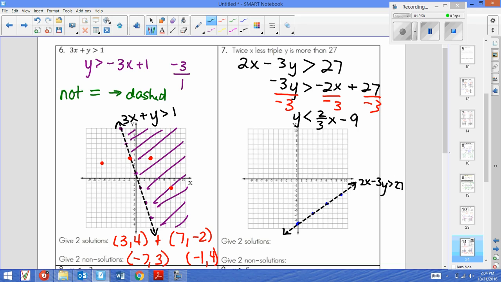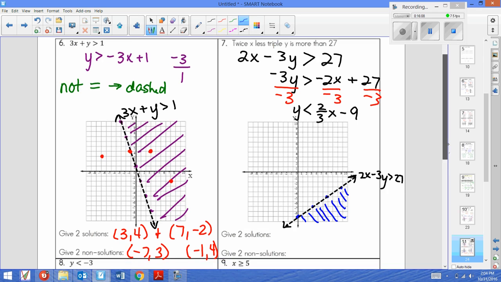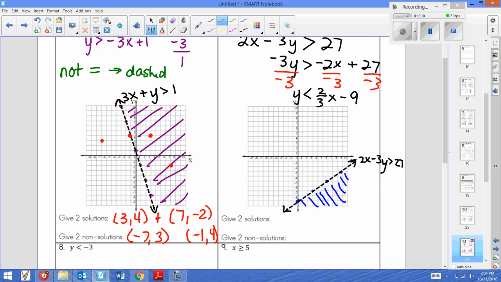Okay, so how will we shade? Above or below? Well, y is less than 2/3 x, so below this line. Let's give two solutions. So anything in the shaded region? Let's go here. 10, -10. And, oh, I don't know. How about this one? 2, -9 is a solution. Looks like we can use the origin again. 0, 0, and let's just pick a random one up here. 3, 1.